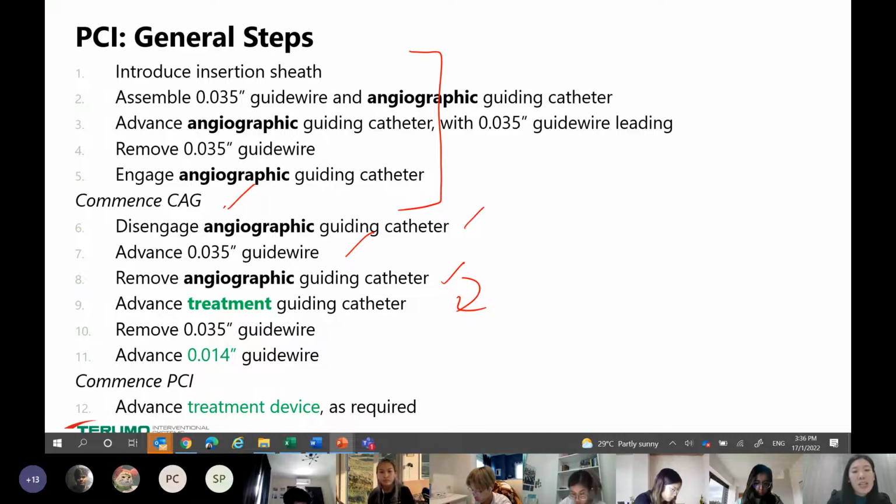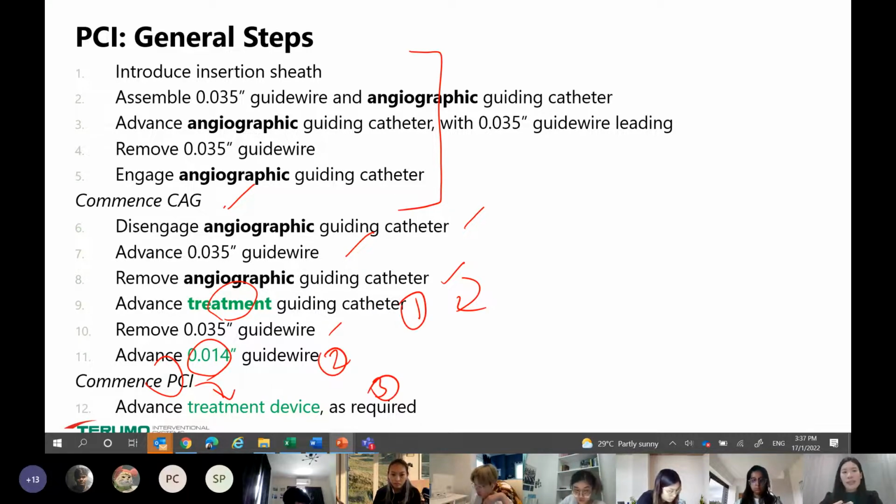So there are three things that are additional from a CAG. You will see a treatment guiding catheter. Once the treatment guiding catheter is in, I will remove the 035 guide wire. I don't want it anymore because I'm not going to put it into the coronary artery. What I will advance is this 014 guide wire. Once I insert the 014 guide wire into my coronary artery through the lesion, I can start my PCI by advancing the treatment device. So in PCI, you will see a treatment guiding catheter, a thinner, finer 014 guide wire, and a treatment device.